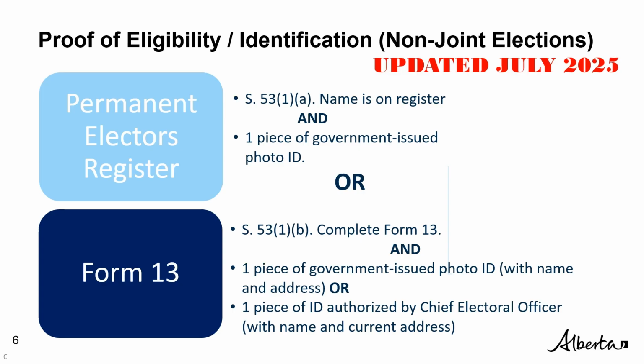If the elector is not on the PER or is on the PER but has a different address within the local jurisdiction, ask them to produce the appropriate identification under Section 53, either one piece of government-issued photo ID with their name and address, or one piece of ID authorized by Elections Alberta that contains both their name and current address. Please note that not all the forms of ID listed by Elections Alberta will be acceptable for local elections. Only the ones that show both a name and current address may be used.